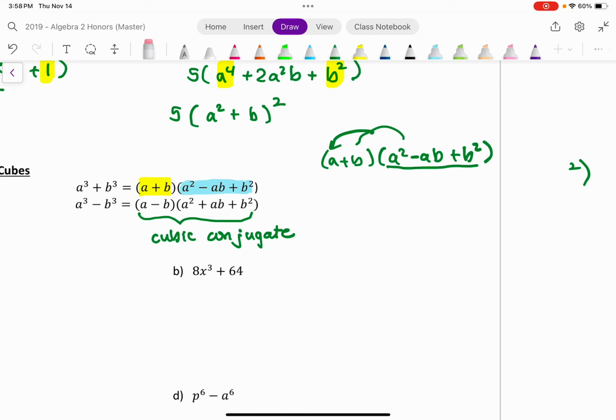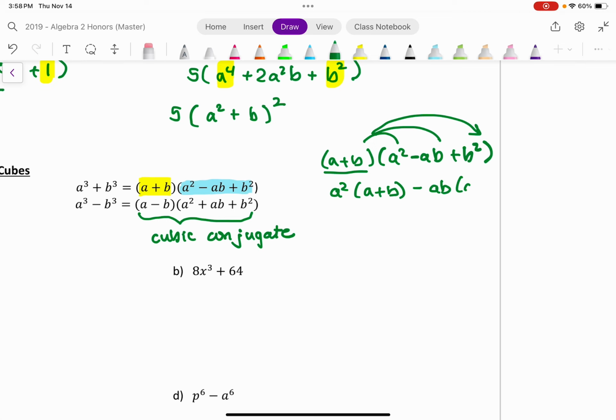Another option is to do it this way, which some people like doing, is distributing the a plus b over each of the three terms like this. So then I have a squared times a plus b, and then minus ab times a plus b, and then plus b squared times a plus b. So I'm essentially just distributing over those three terms.